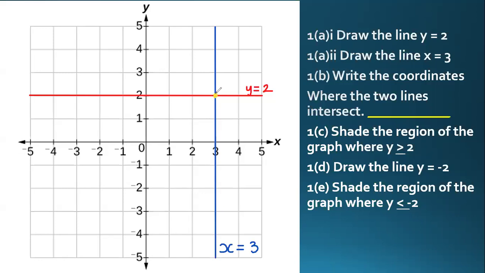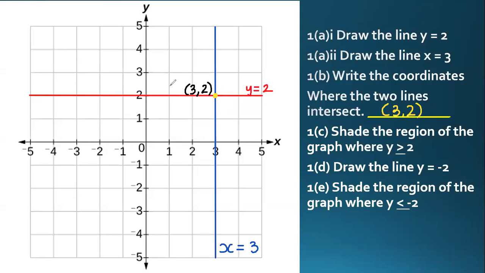It's going to be open bracket 3, comma 2. All right, so let me label it. That's our intersection point. I'm going to label it 3, 2. 3 on the x, 2 on the y. It's going to be 3, comma 2. All right. Any questions on that? Let me know, please.